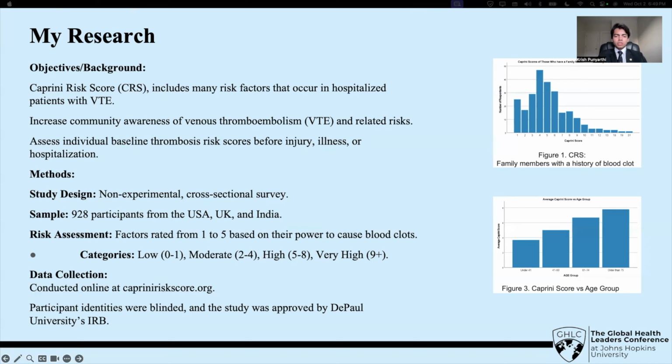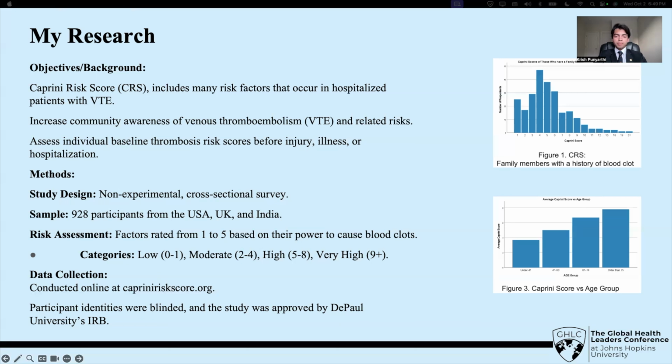The study design was non-experimental, using a cross-sectional survey, and at GTF, students collected data from 928 participants from the USA, UK, and India, and were given a risk assessment ranging from low to very high. This number has actually risen to 2,000 as the study is continuing to be done. The participants' identities were blinded and the study was approved by DePaul University's Institutional Review Board.